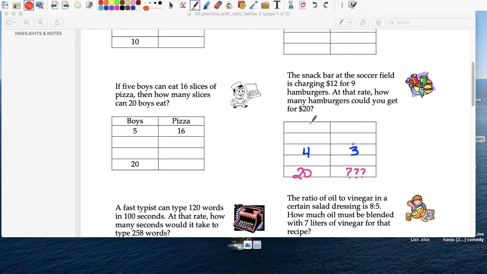Let me put money back. Let me put hamburgers. So imagine that this is the new problem. Can I go from 4 to 20? I can. Times 5. And here would be times 5. Right?